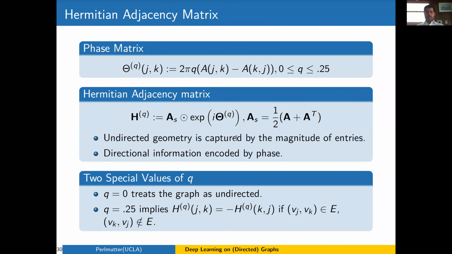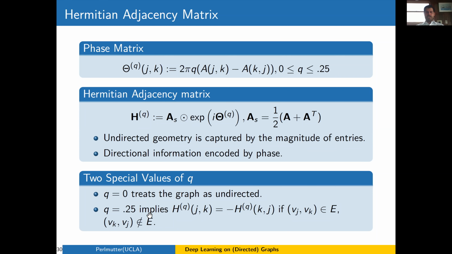Now there are two special values of Q. If we set Q equal to 0, then theta is equal to 0, e to the i0 is equal to 1, and multiplying by 1 doesn't do anything. So this exactly corresponds to treating the graph as undirected, and so we include symmetrization as a special case of our model.